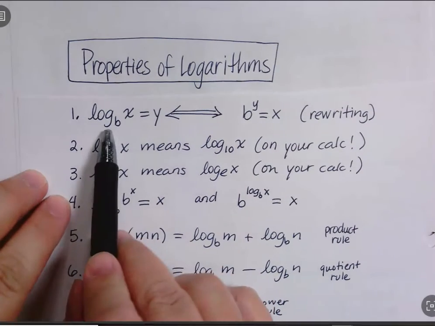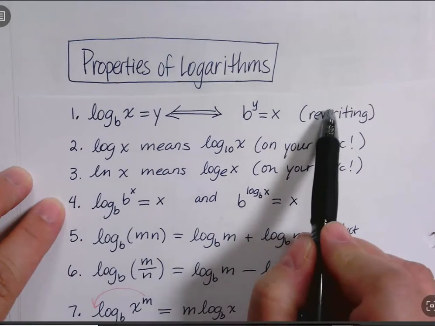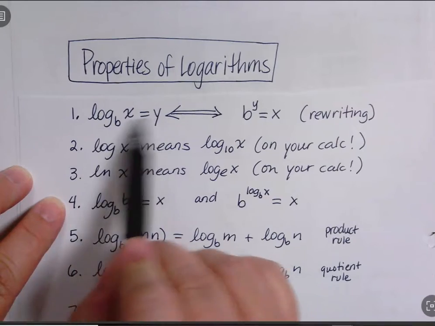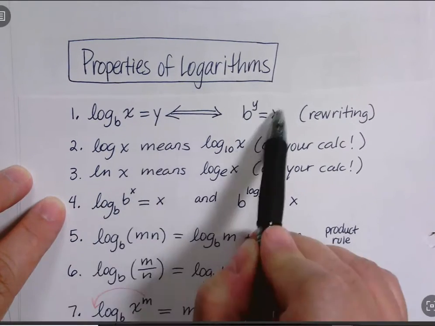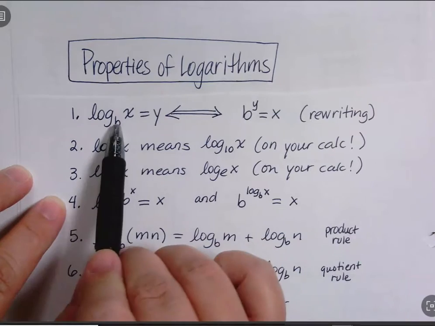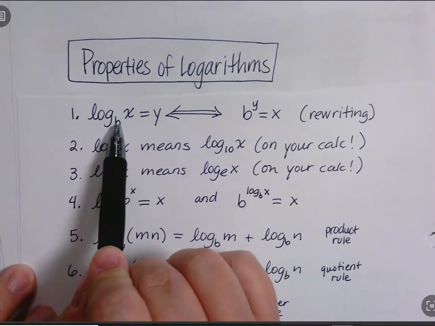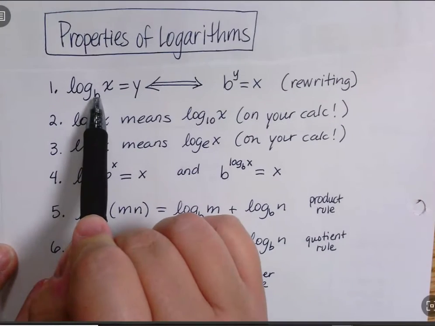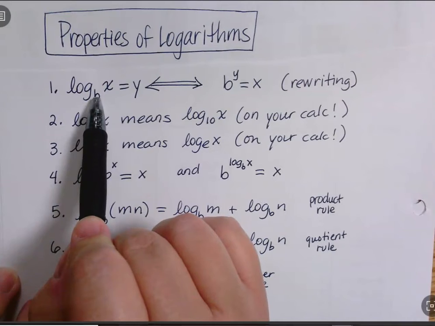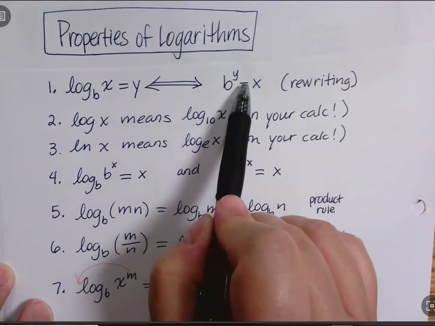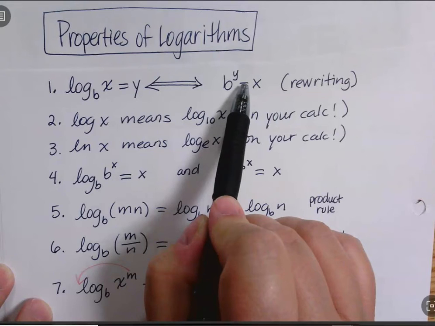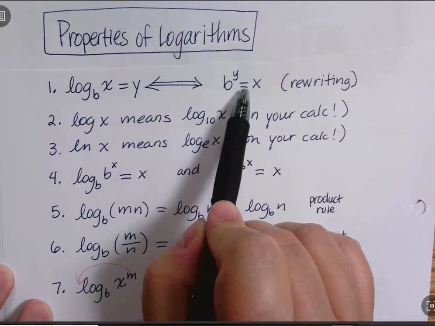The very first thing we talked about doing is rewriting. Rewriting is taking a logarithmic equation and rewriting it as an exponential, or, notice this goes both ways, taking an exponential and rewriting it as a logarithm. Usually we do this because it makes it easier to solve. So always consider that that's an option if you're trying to solve a logarithmic equation or an exponential equation. Really, that's the reason we need logarithms, is so that we can solve exponential equations. Logs are the inverse of exponentials.